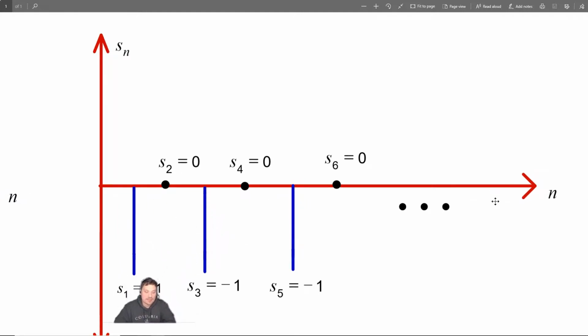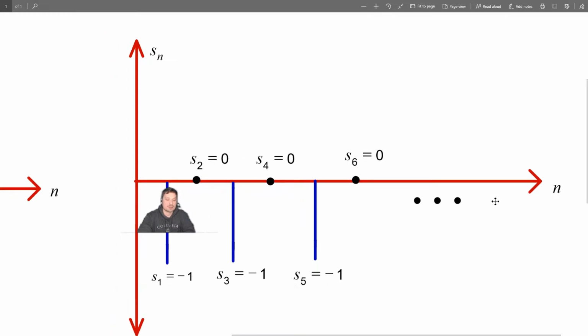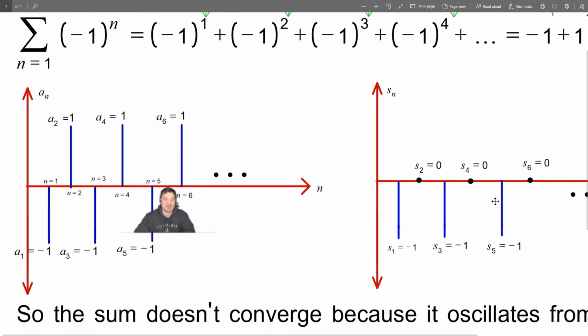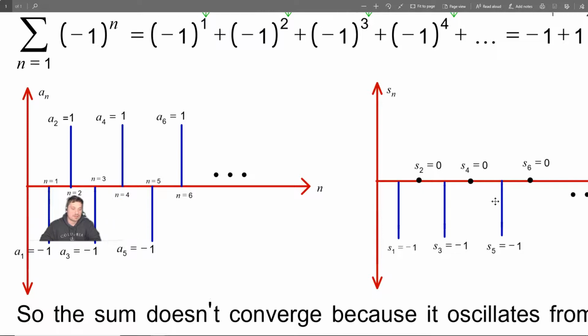Here I have s sub 1, the first partial sum, which is just the first term, negative 1. But look at s sub 2, the sum of the first two terms, whose value is 0. Going back to the left graph, negative 1, which is a sub 1, plus a sub 2, which is positive 1, is negative 1 plus 1, which is 0. That shows up as this dot: s sub 2 equals 0.